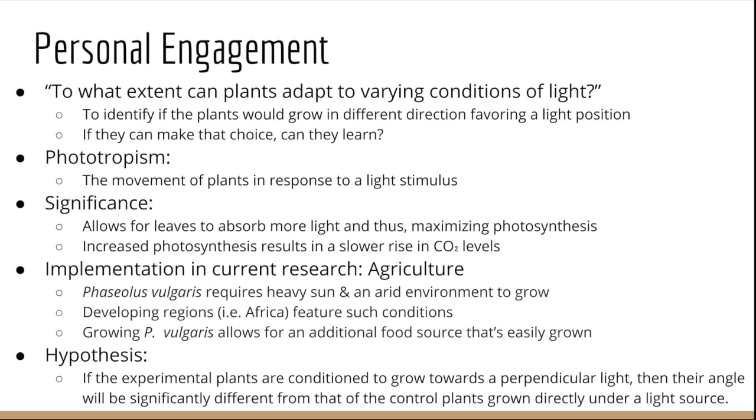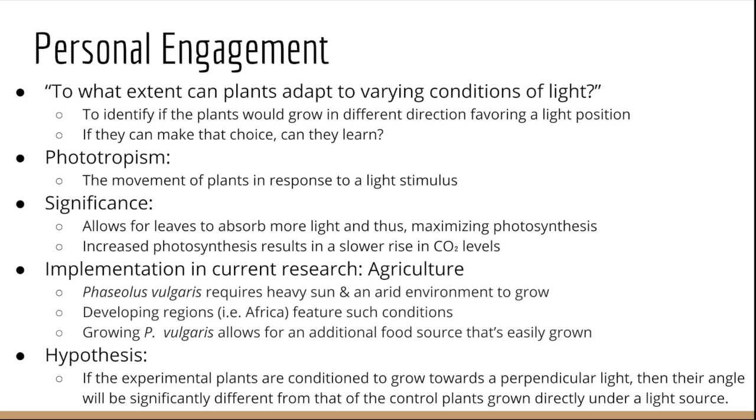The experimental plants then will have a different angle compared to that of the control plants, in that by being grown directly under a light source, both sides of the control plants have equal access to light absorption compared to the experimental plants, where one side of the plant has greater access to light than the other.